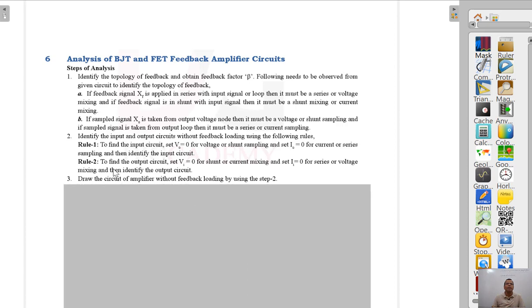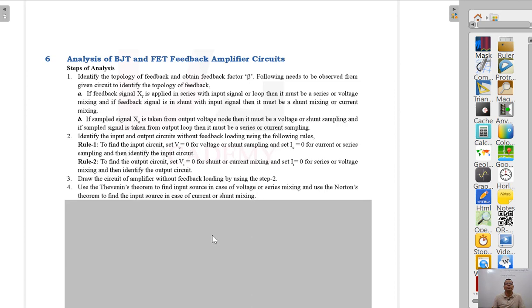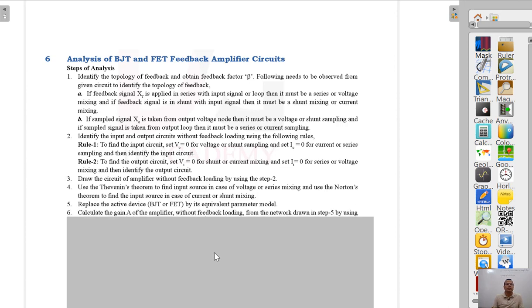Then what do we need to do? Draw the circuit of the amplifier without feedback loading using, of course, these two steps. Fourth one is to use Thevenin's theorem to find the input source in case of voltage or series mixing, and use Norton's theorem to find the input source in case of current mixing. That is the fourth rule. Fifth, replace the active device BJT by its equivalent parameter model, that is basically the small signal model, you can say.